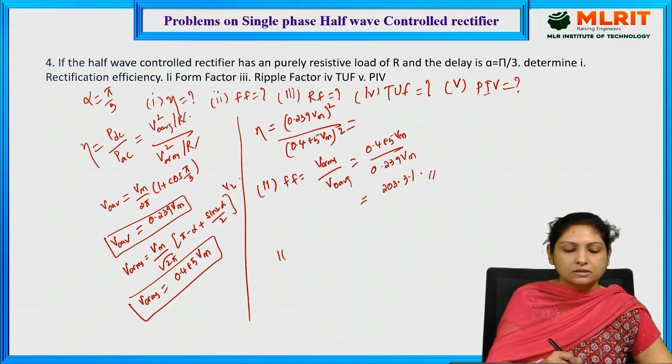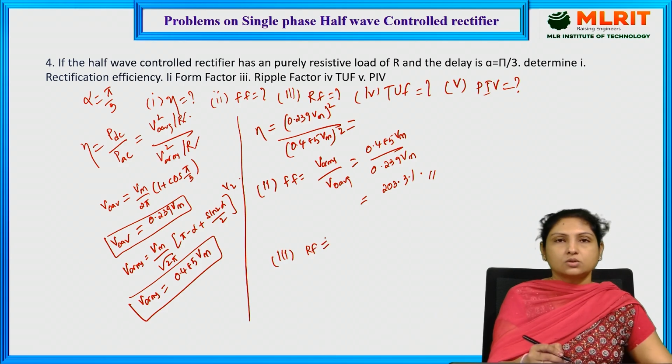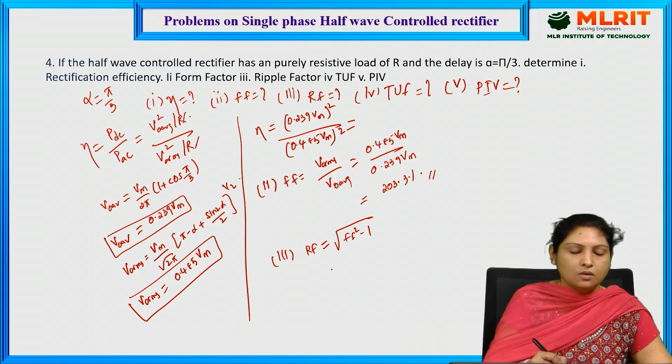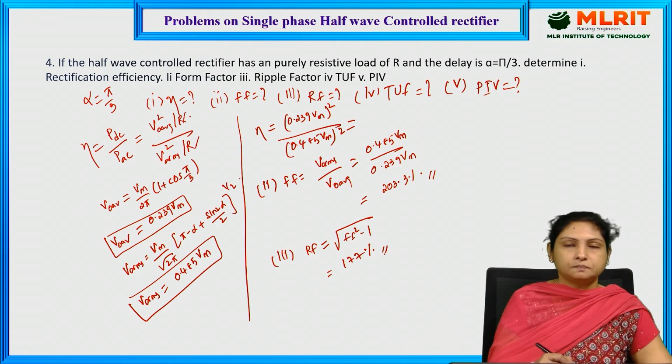And the third is the ripple factor. In order to find out the ripple content, the ripple factor formula is given by root over form factor square minus 1, where we get the ripple factor value as 177%.